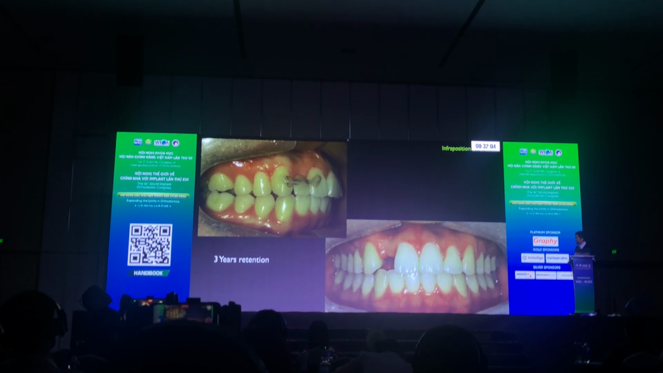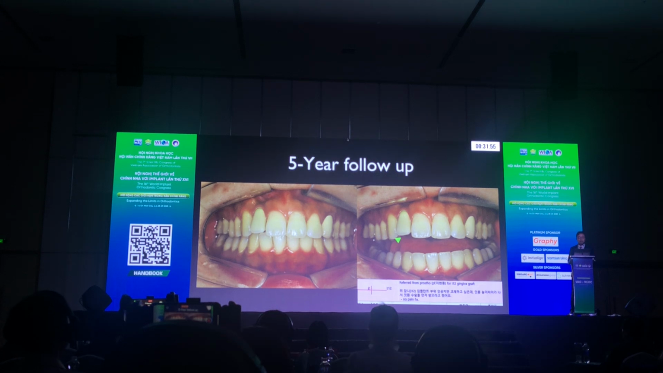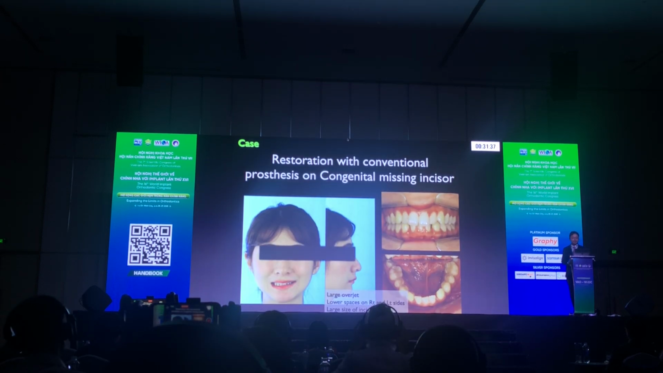This is another case, a missing incisor. We placed the implant when he was 19, and we followed up for 5 years and looked at the retention. The crown looks good, but there's an improper position of around 1.5 millimeters. He complained about this crown, and we have to plan for a second crown again. So what is our solution? Dental implant is the best option, but you need some alternative.